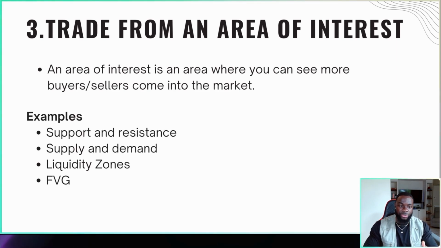And an area of interest can be a support and resistance level. It can be a supply and demand zone. It can be a liquidity zone or a fair value gap, which is a smart money concept that a lot of traders are using right now. An area of interest can be a wide variety of things, as long as it is something that you understand. It could be an order block, for example, where you can anticipate that more buyers are going to be coming into the market if you want to buy, or more sellers are going to be coming into the market if you want to sell.